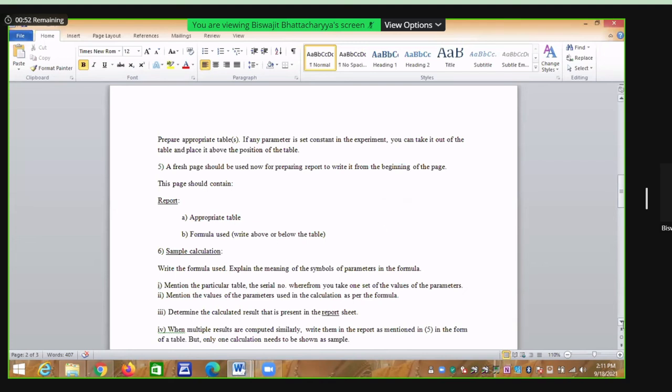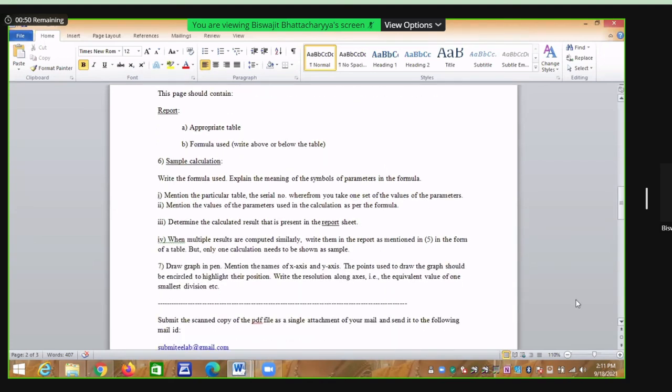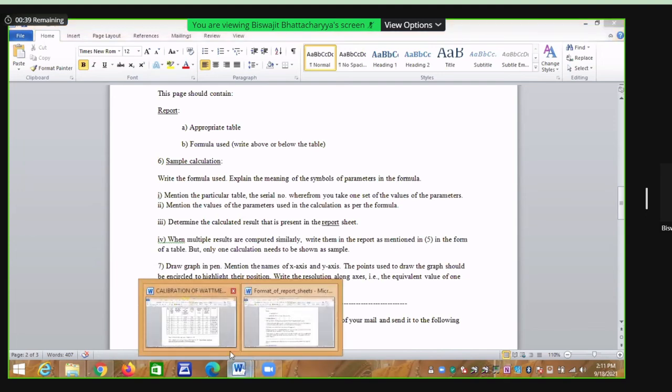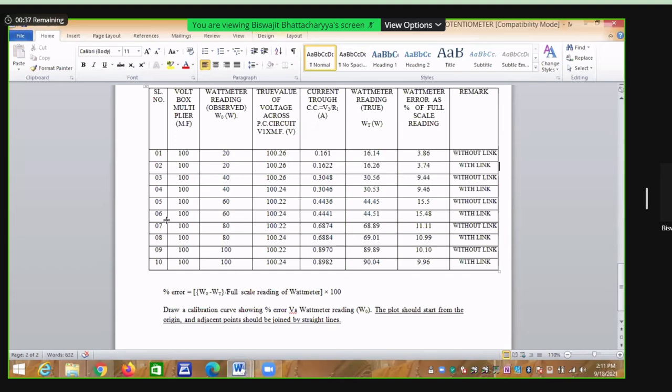Then you have to write next the sample calculation. Just in the sample calculation, write the formula used, explain the meaning of the symbols of parameters in the formula, and take any particular serial number, just arbitrary. Say, as an example, take serial number 5.